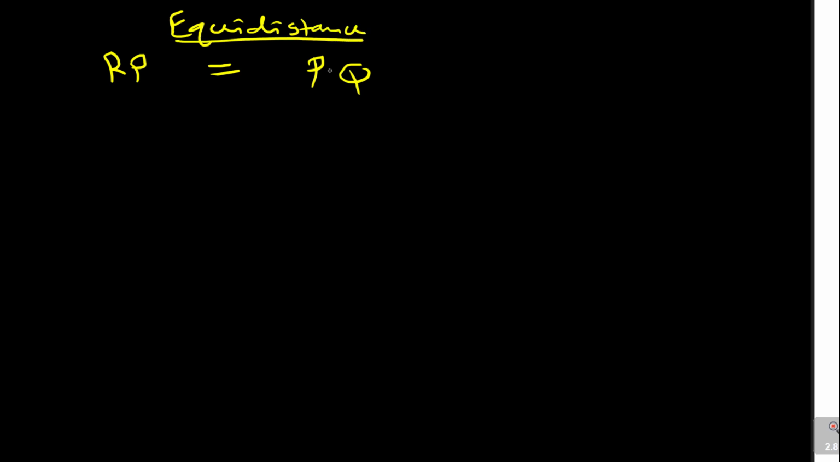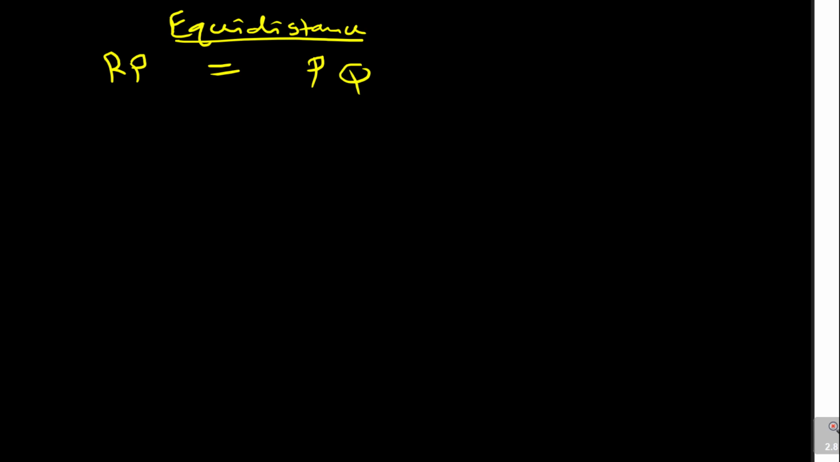Let me write that down. RP is equal to PQ. What is this condition? It's the condition for equidistance. Right. So P being in the center. Are you with me?